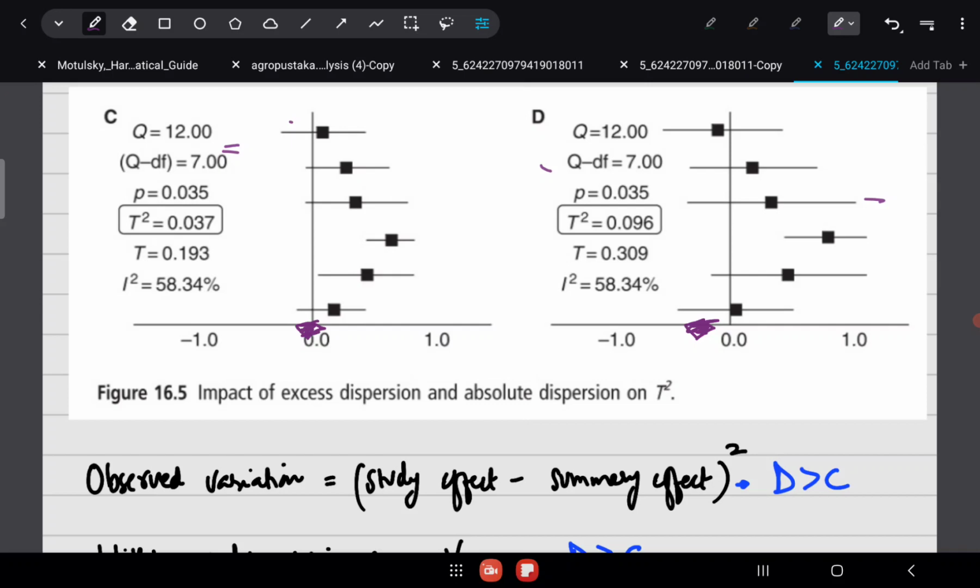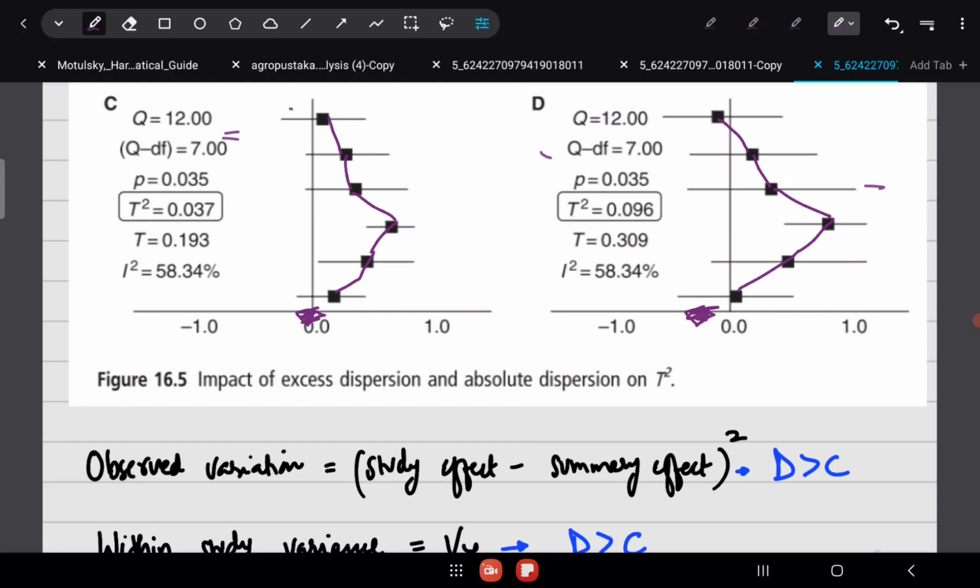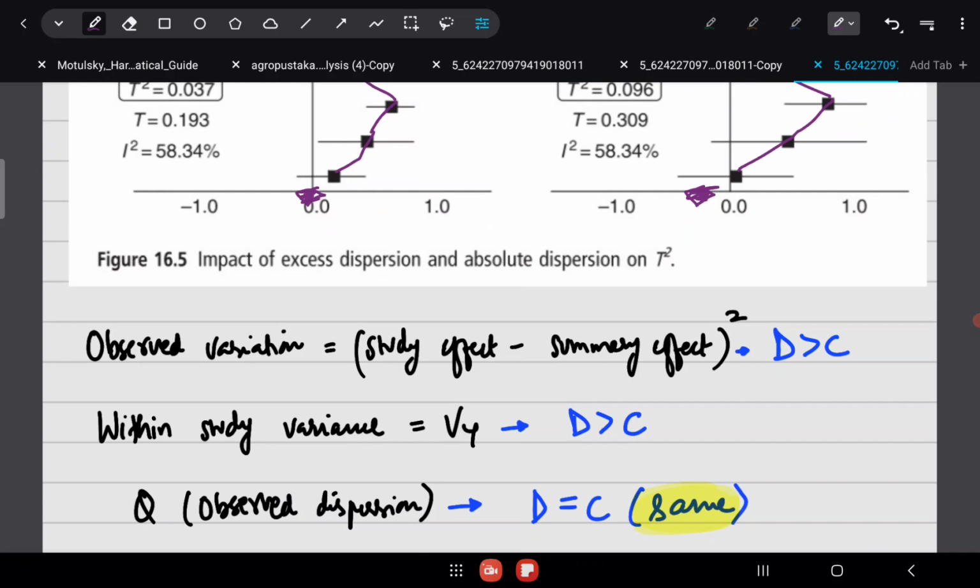Okay, so the observed variance, you don't have to think too much. If I draw a line here, like this, how much deviation is there? Just look grossly, and then I'll draw a line like this. Which line do you think is showing more dispersion, observed variation? It is D for sure, right? So observed variation is more for D. Then we'll think about within study variance. You can see easily within study variance is much more for D. So for D, observed variation is also more and within study variation is also more.